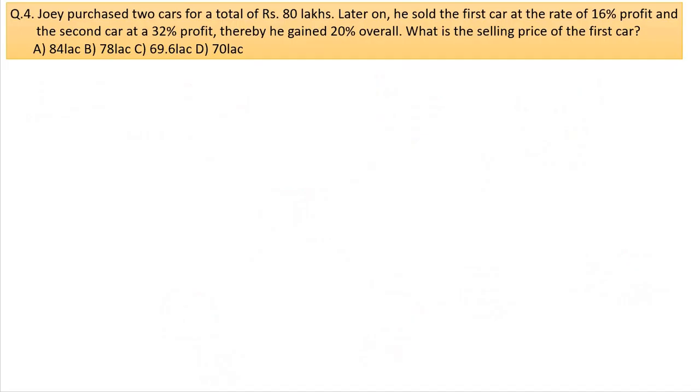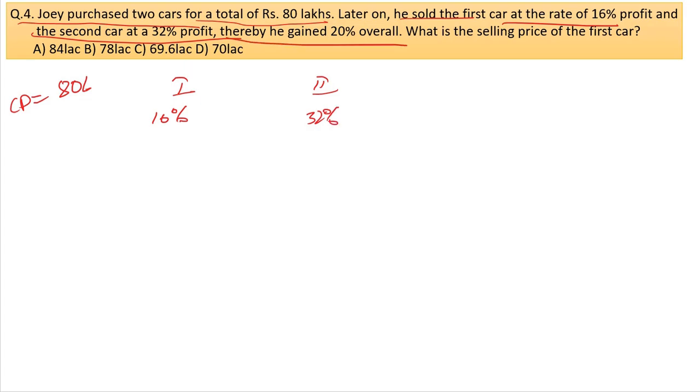In the next question, we have Joey purchased 2 cars for a total of 80 lakhs. That is, cost price equals 80 lakhs. Later on, he sold the first car at 60% profit, and the second car at 32% profit. Both are profits, and thereby he gains 20% overall.